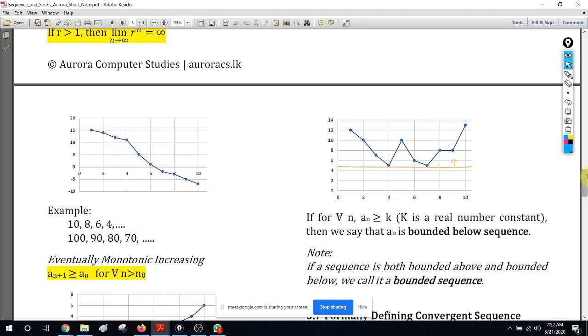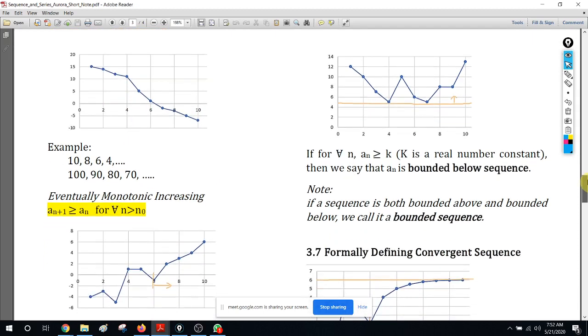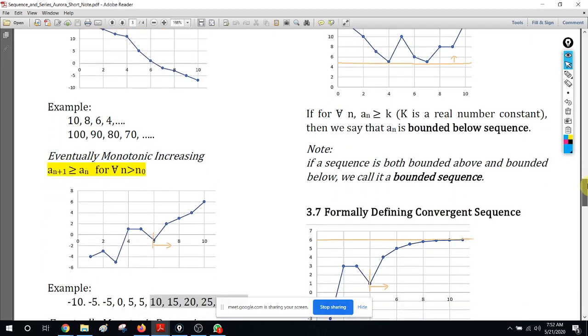Right? Then we have a concept called eventually monotonic increasing. Eventually monotonic increasing means at first, it may not be monotonic. That means it goes up, goes down, etc. But after some point, it keeps on increasing only. So therefore, it is not always monotonic, but eventually.